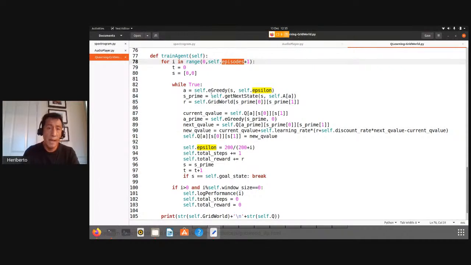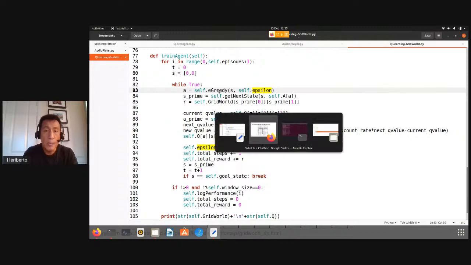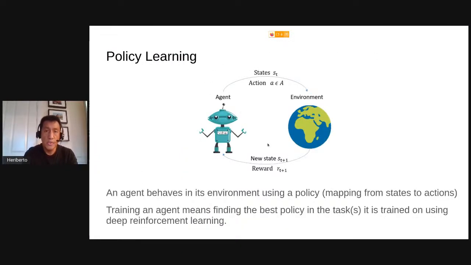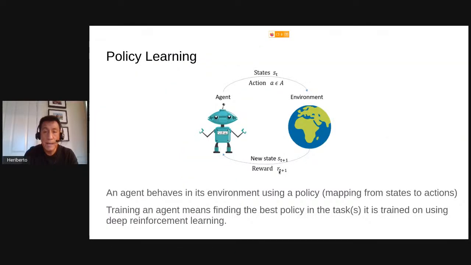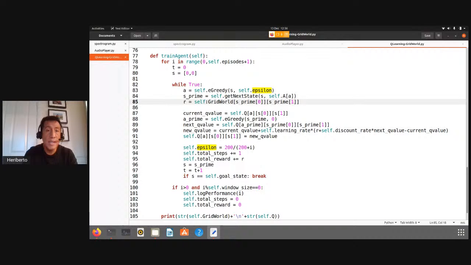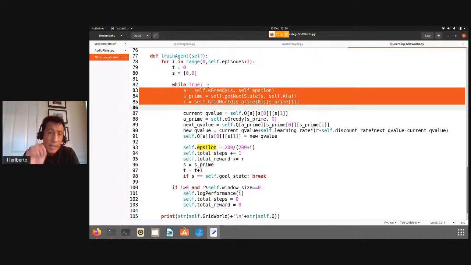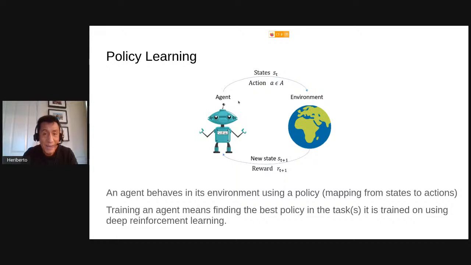Okay, so in this loop, remember what we have in our illustration here. The agent has to choose an action, and it chooses an action using this function. The agent observes a state, and here I use my next state function. The agent receives a reward, and I use the values that I have specified in the grid world, which can be zeros, minus one, or the one value with one. And this has to be done before the agent tries to learn anything.